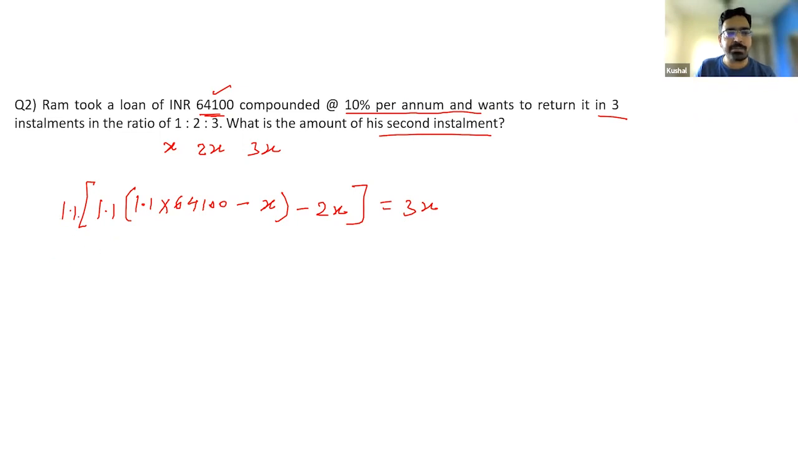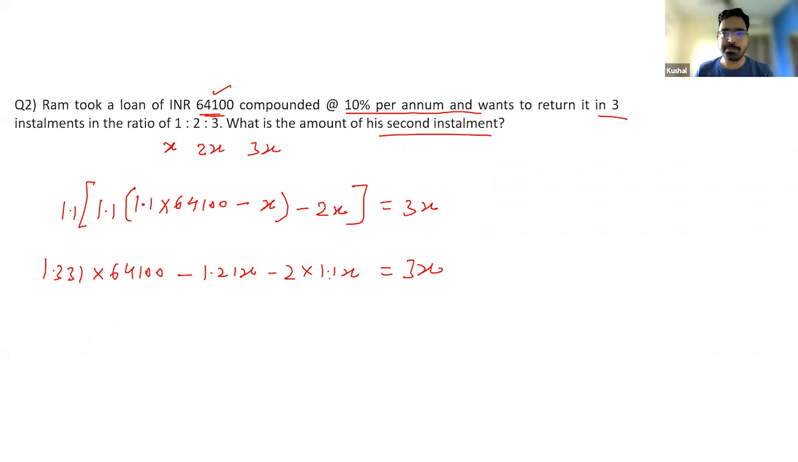It is going to become 1.331, which is 1.1 into 1.1 into 1.1 into 64,100. Then it's going to be 1.21x because this will become 1.21. And then it is going to be minus 2 times 1.1x. That should be the value equal to 3x. Let me just check if I've got it right. 1.21x and then 2 into 1.1x and then 1.331x. Fair. I think I've got it right.